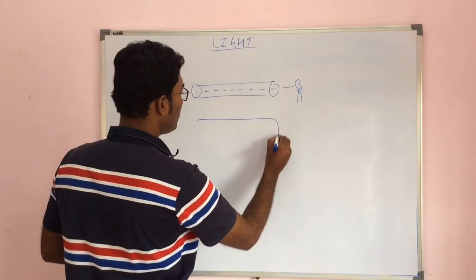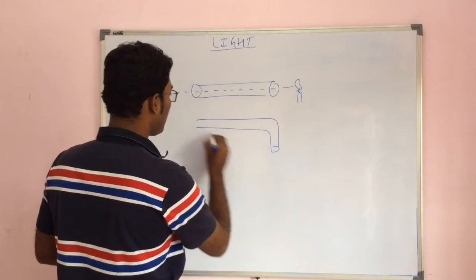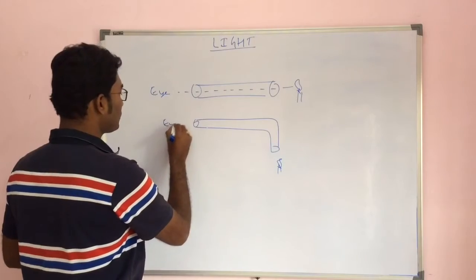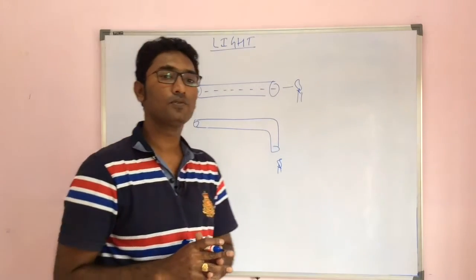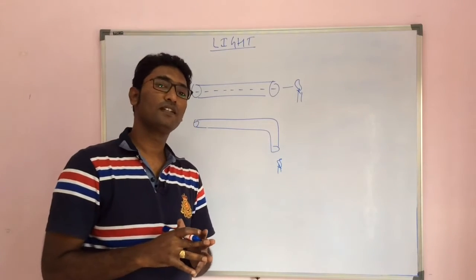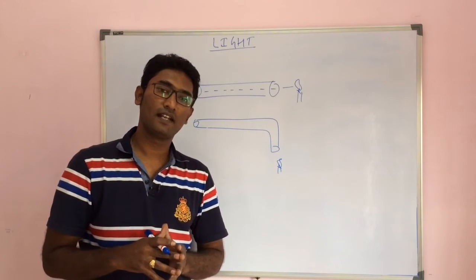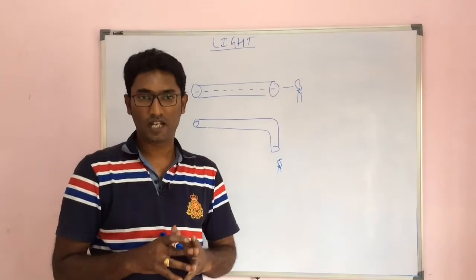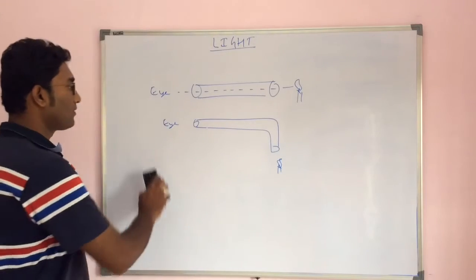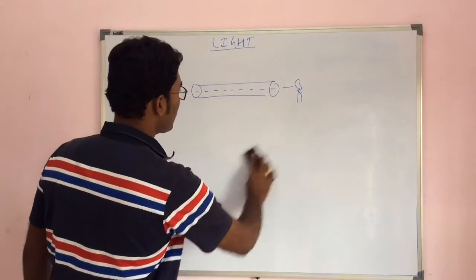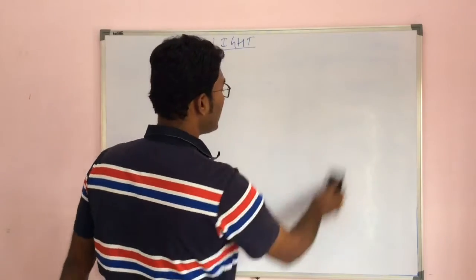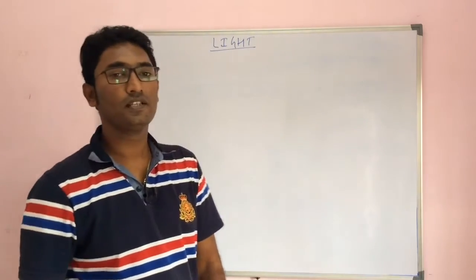But if you take a curved, bent pipe and keep a candle at one end and try to see from the other end, you will not be able to see the candle because light cannot bend around corners. This proves that light exhibits rectilinear propagation, that is, light travels in a straight line. Whenever light travels in a straight line, it travels either in the form of rays or in the form of a beam.